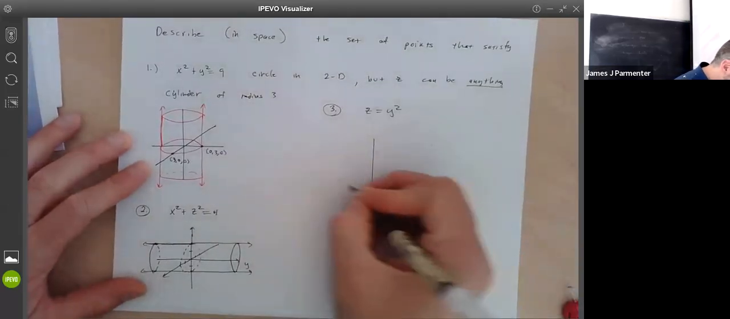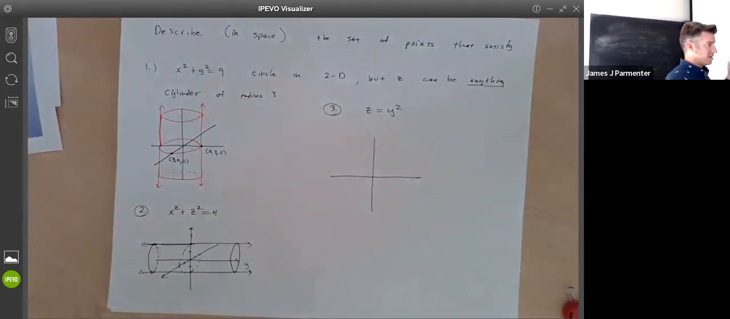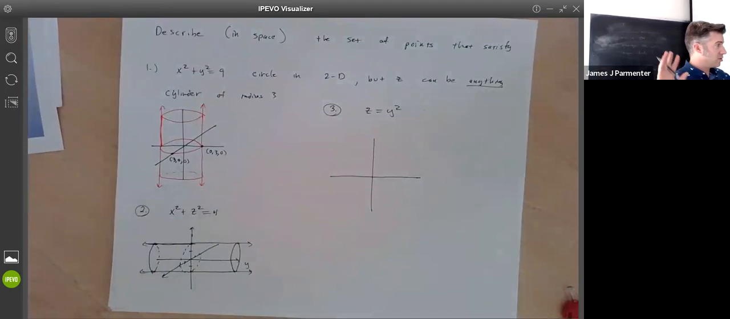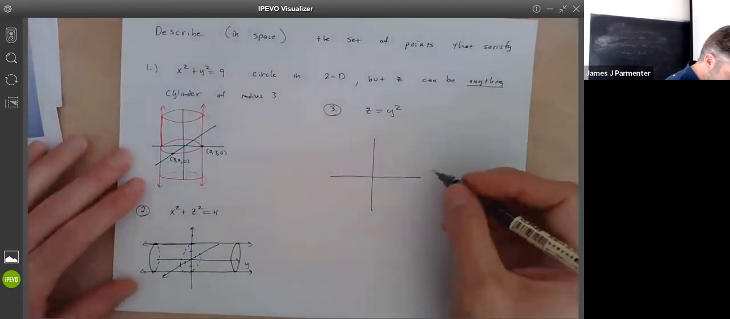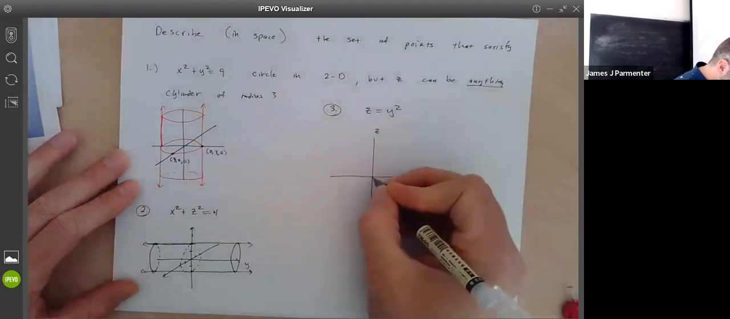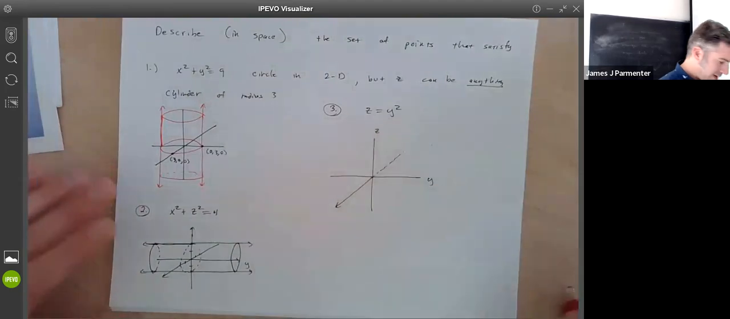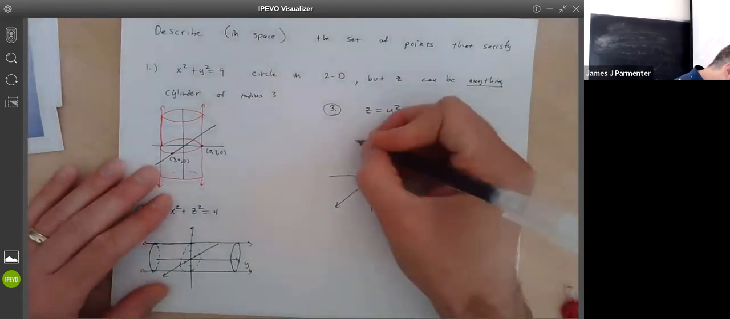When we graph this, I always like the ones where it's just y and z, because those are the ones where you're graphing essentially in the plane that you're used to drawing on. So if I graph z equal to y squared, and I'm going to have an x-axis coming out at me in a minute, that's just going to look like your usual parabola.